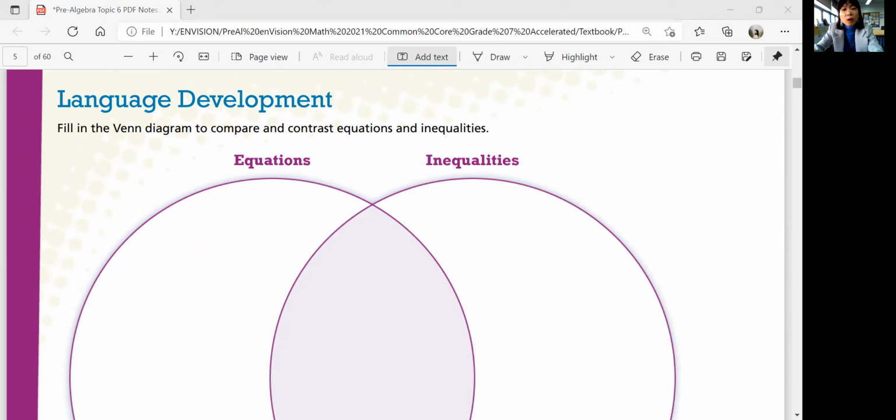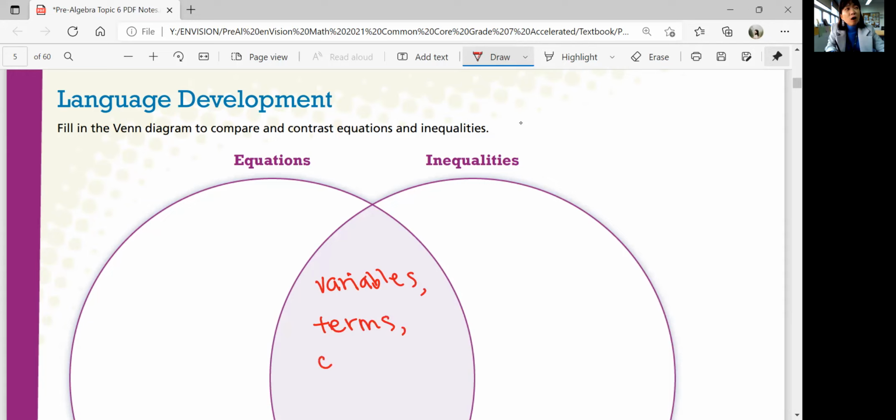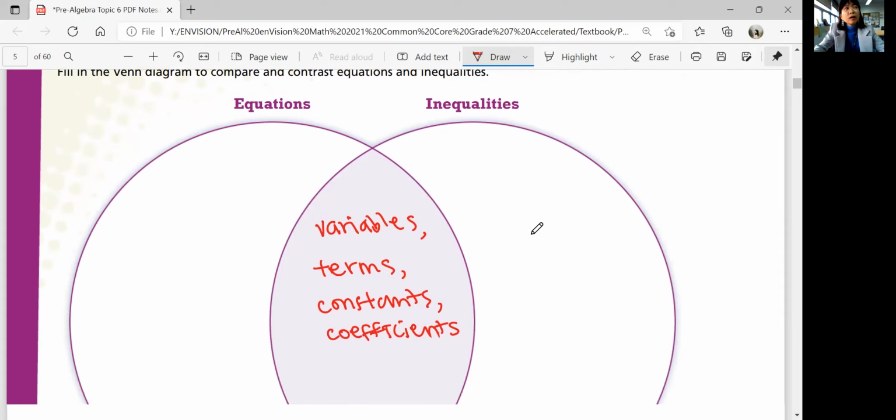Okay, what do they have in common? First of all, equations and inequalities may have variables. They could have variables, and they could have terms. Okay, they could have constants. They could have coefficients, right? What are all the vocabularies that you know? Okay, inequalities. What do inequalities have that is not in equations?